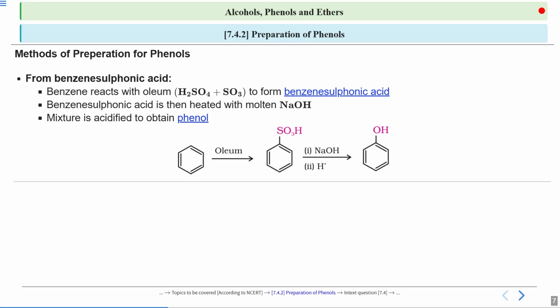That means benzene over which an SO3H group is attached. Now this benzene sulfonic acid is heated with the molten sodium hydroxide, and the benzene sulfonic acid will convert to sodium phenoxide, and then when you acidify the sodium phenoxide, it will convert to phenol. And you will get your major product, for which the reaction is happening, that is the preparation of phenol. So you will get your phenol in the end. So this is the second method from benzene sulfonic acid for the preparation of phenol.